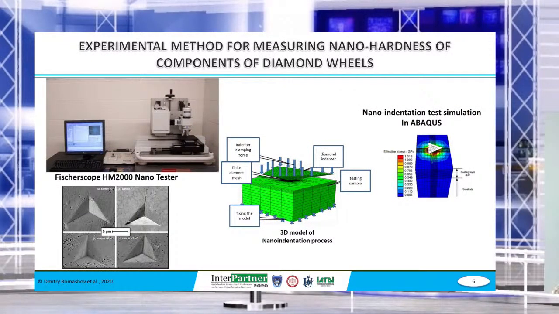Also, I want to highlight the experimental method of measuring nano-hardness of components of diamond wheels. Why is it so important? For example, diamond wheels have coatings of diamond grain, and if you need to measure the hardness of the coating, because it is a very, very thin coating, if you measure with the standard system, you will not measure the hardness of the thin film of the coating. You will probably measure the hardness and the specific properties of the coated material. For us, it's diamond. But this Fischerscope nanotester can measure everything inside this thin-film coated diamond.